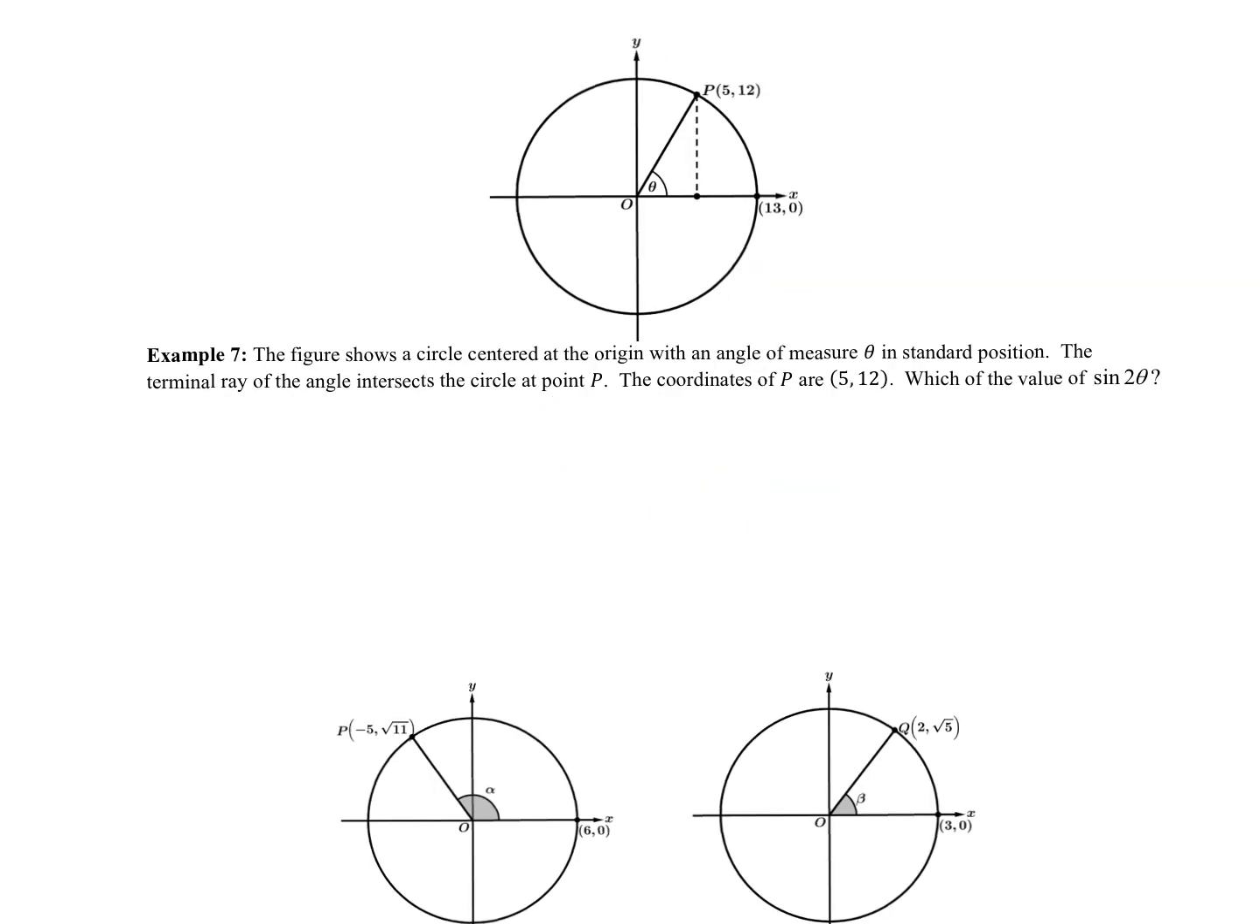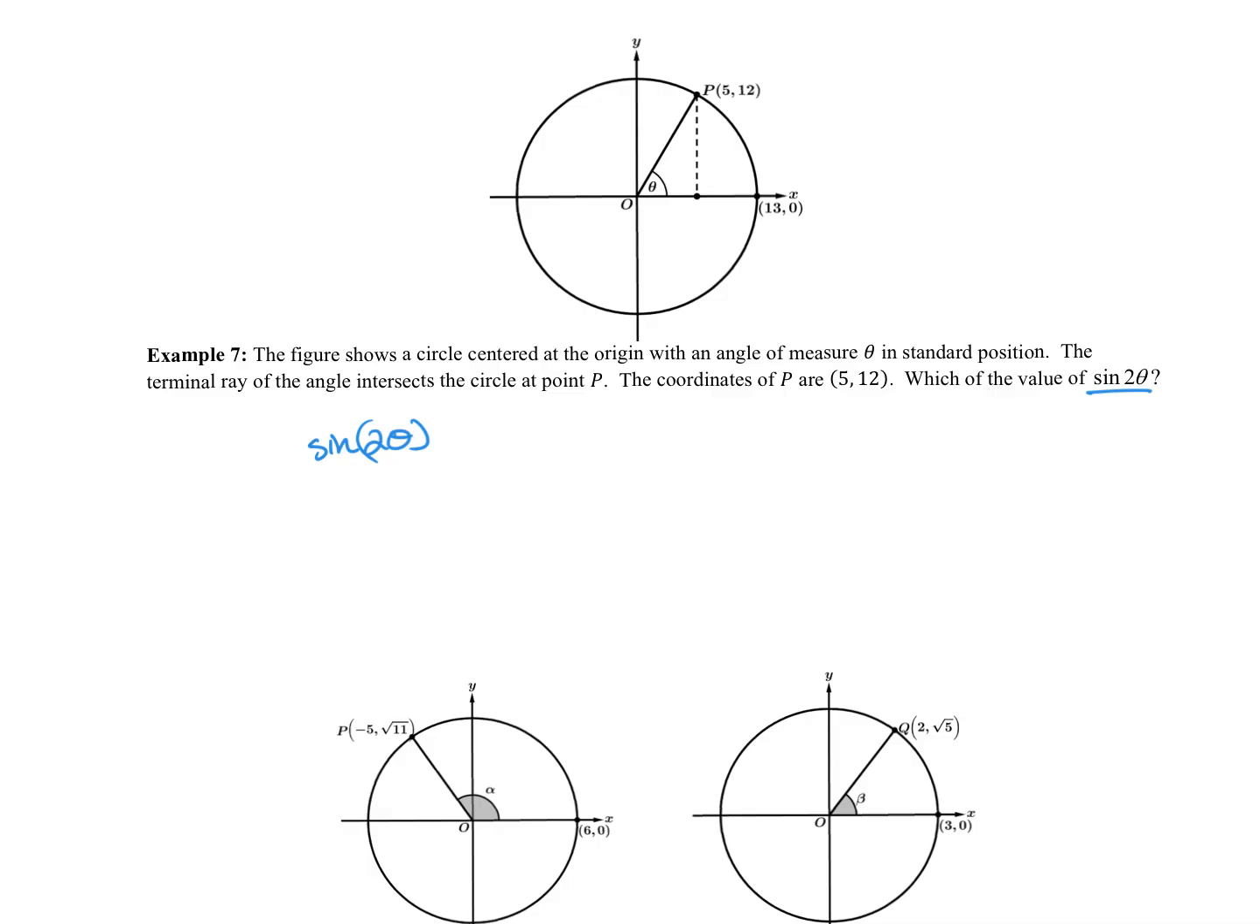The figure shows a circle centered at the origin with an angle of measure theta in standard position. The terminal ray of the angle intersects the circle at point P. The coordinates of P are 5 and 12. Which is the value of sine 2 theta? All right, so now we need to find sine of 2 theta. And so on this one, do I know what theta is? No, I don't. I just know where it's kind of graphed, but I don't know what theta actually is.